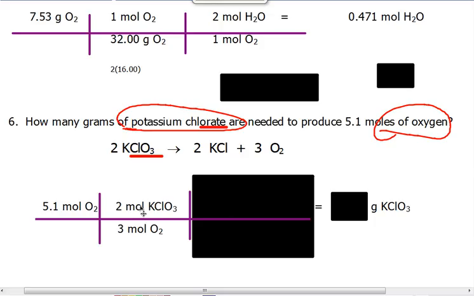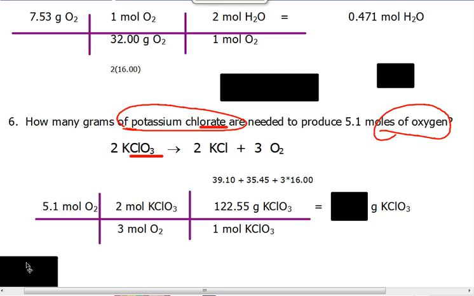It asks for grams, so I did have to then grab some values off the periodic table. That's potassium, chlorine, and 3 oxygens. Potassium, chlorine, and 3 oxygens, KClO3.